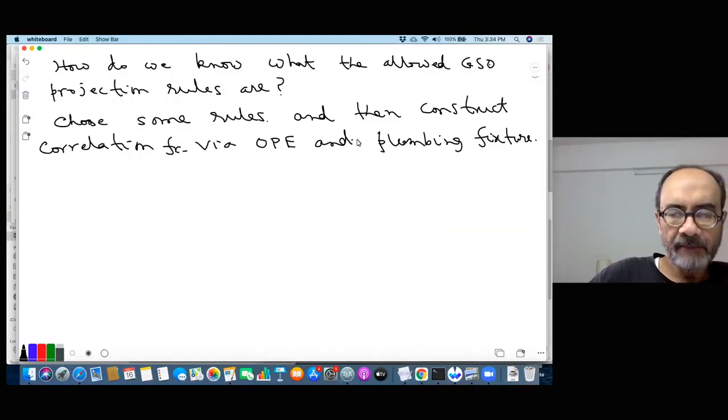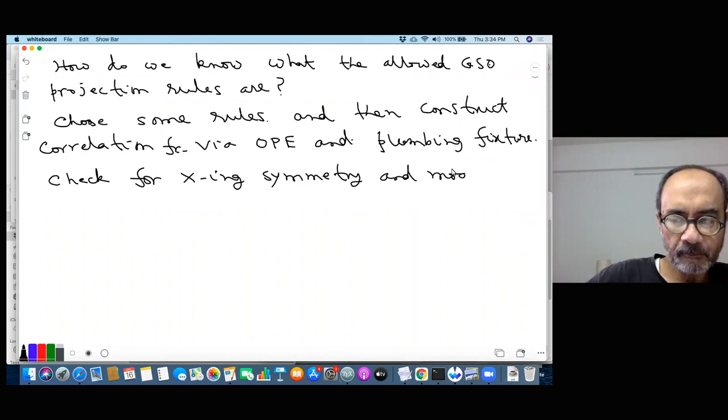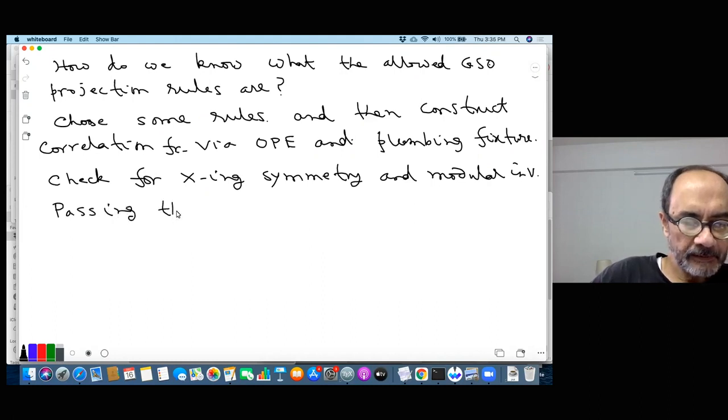So once you have done this, okay, you have considered the correlation function, then you can check for crossing symmetry and modular invariance. Now, if we pass these tests, this implies that we have a good CFT.